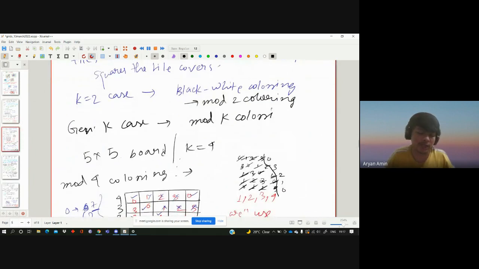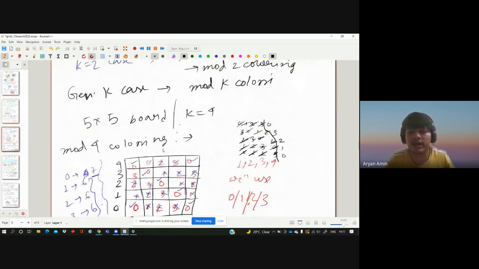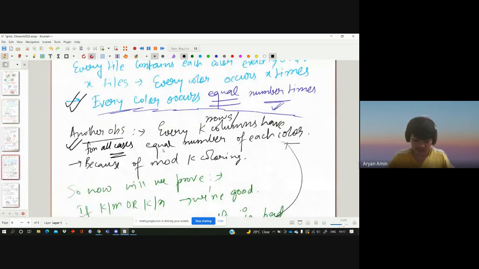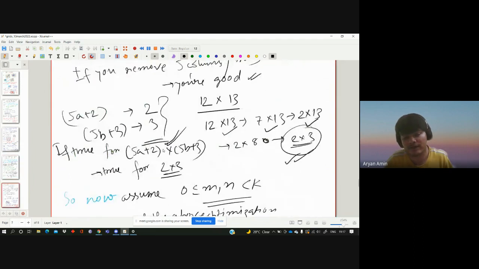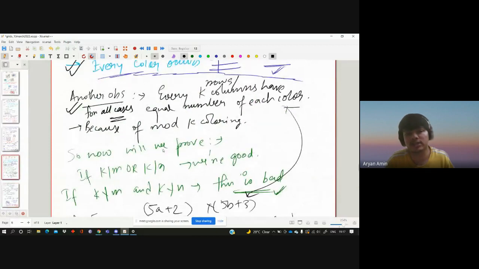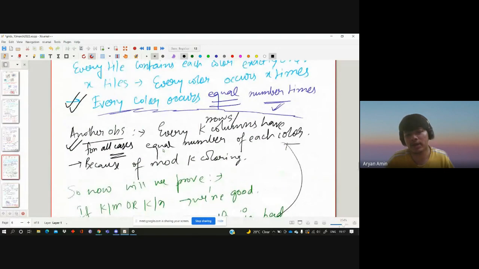So what to do? We'll introduce the mod k coloring where we colored the x comma y square with x plus y mod k, right? And then we made two observations: every tile contains exactly one square of every color. So we came to the conclusion that if you have x tiles, you have x occurrences of every color. In other words, the number of occurrences of every color is the same, right? We made another observation that whenever you take k rows or k columns, every one of them has an equal number of occurrences of every color.